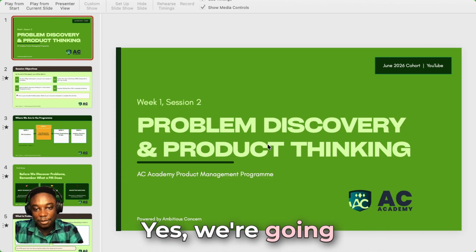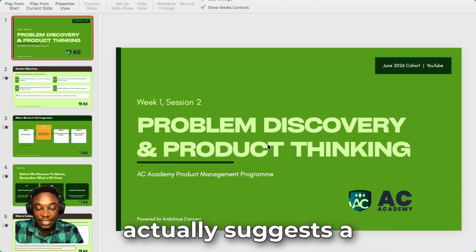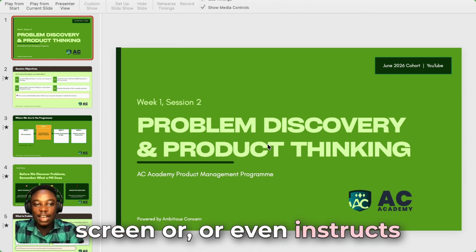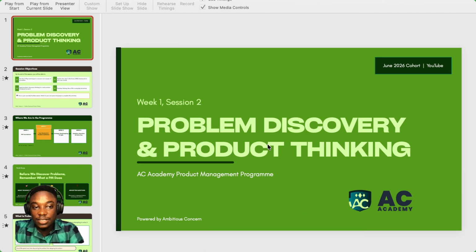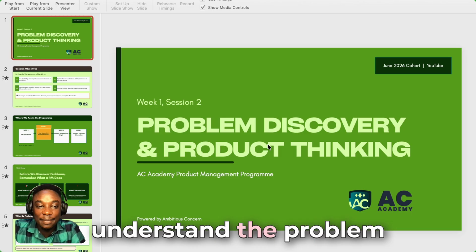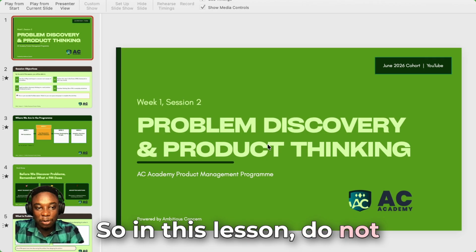Yes, we're going to go one level deeper, one stage deeper. Before a product manager actually suggests a solution, perhaps designs a screen or even instructs developers to build something, the product manager must first understand the problem clearly. Yes, that is very key. So in this lesson, do not rush.